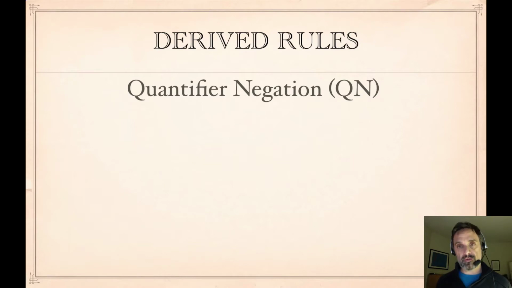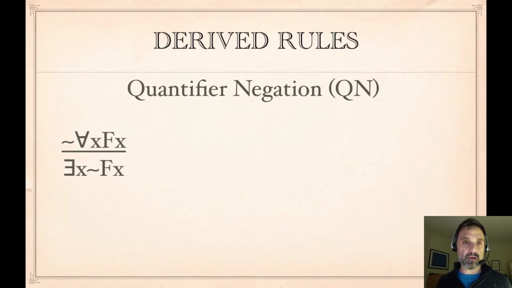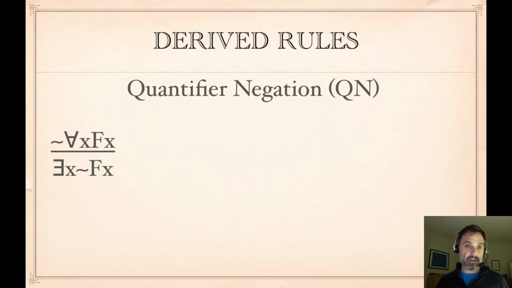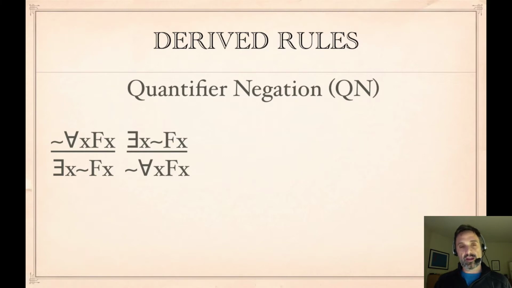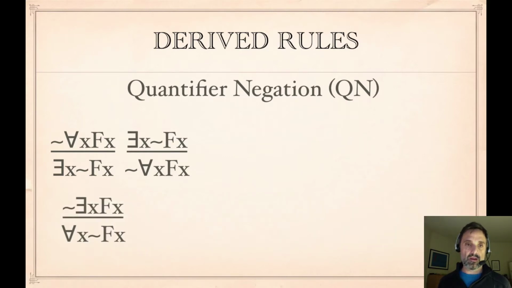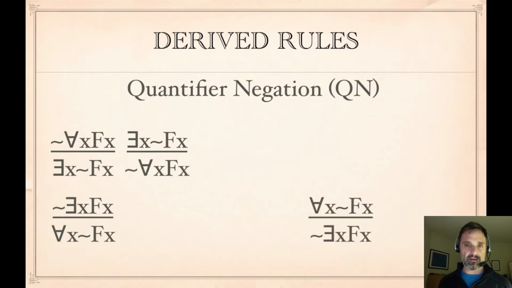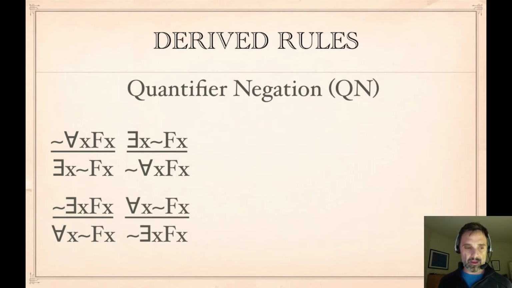There are some important derived rules called quantifier negation rules, or QN. They're fundamentally important rules. Now they're derived, but here they are. Remember, we have talked about the equivalence of different negations and quantifiers. So if it's not the case that everything is F, you can infer something is not F. And if something is not F, then it's not the case that everything is F. And if it's not the case that something is F, then everything is not F. And if everything is not F, then it's not the case that something is F.